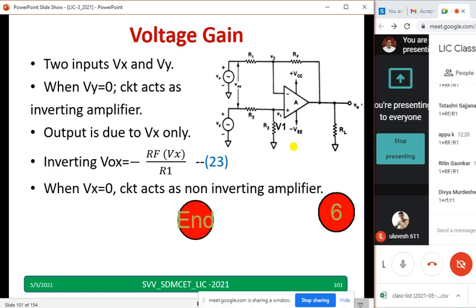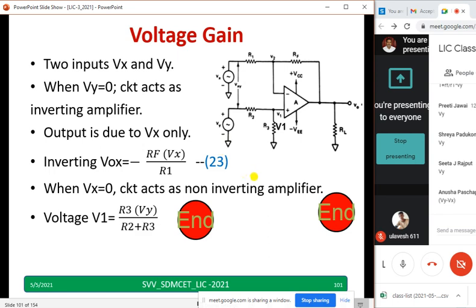All of you know, whenever I am giving any input, it will multiply by 1 plus RF by R1. I am applying it to the non-inverting terminal. What am I applying to the non-inverting terminal in this? I am applying V1. Somebody has typed Vx minus, no, non-inverting only. Anybody can observe, write down.